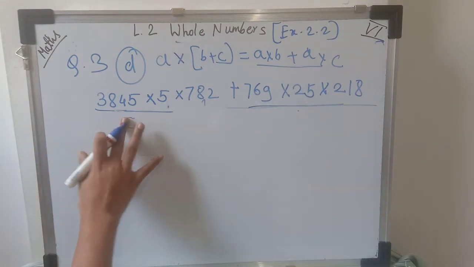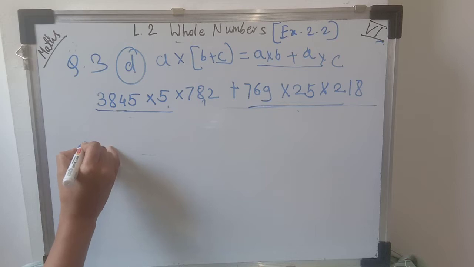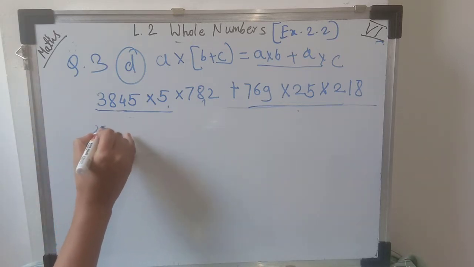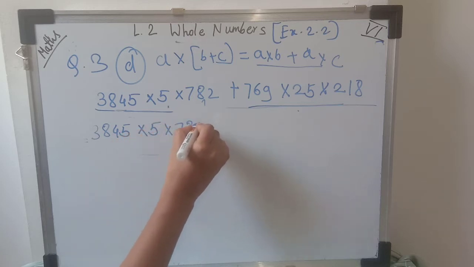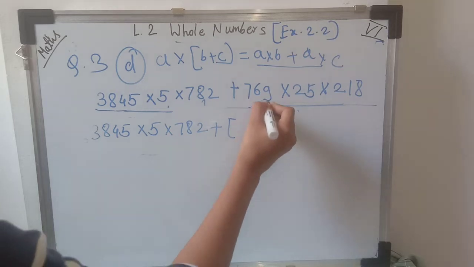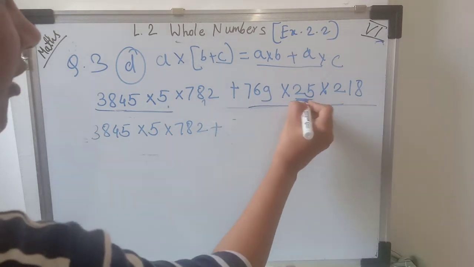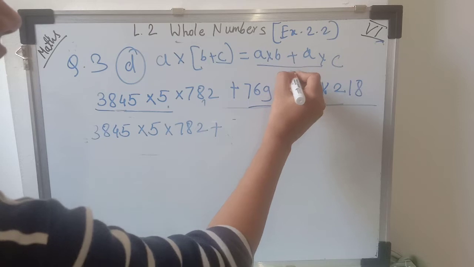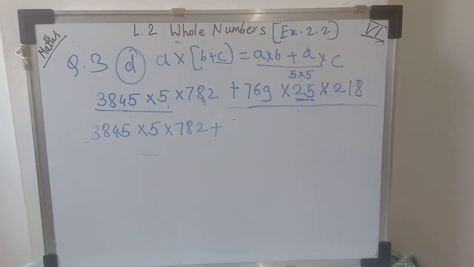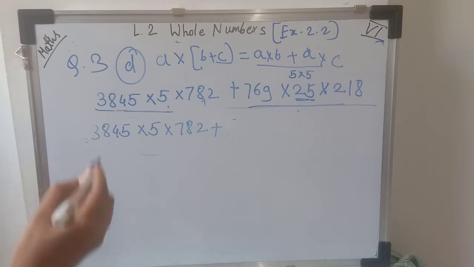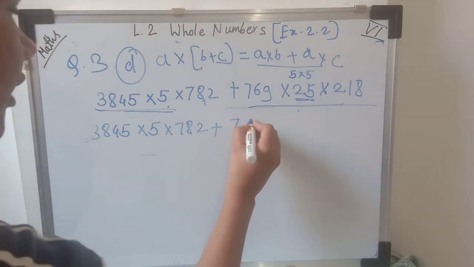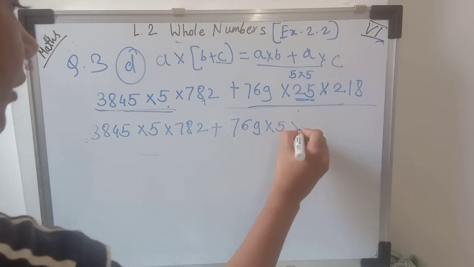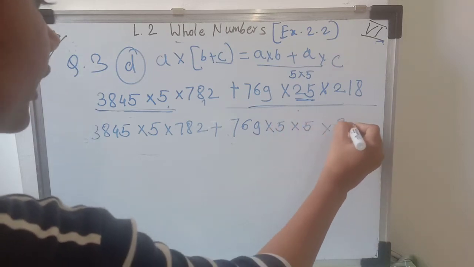So here we'll write this left hand side equation as it is: 3845 multiplied by 5 multiplied by 782 plus, and here instead of 25 we will write 5 multiplied by 5. Why do we have to do it? Because we want the common A, that we decided, that is 3845 multiplied by 5. So 769 multiplied by 5 multiplied by 5 into 280.